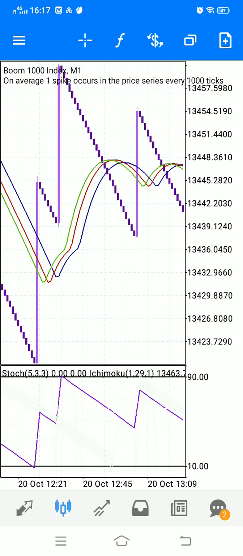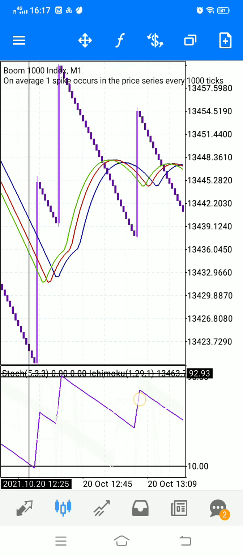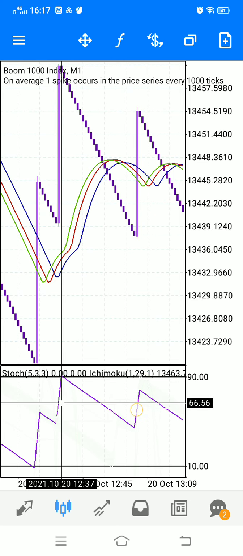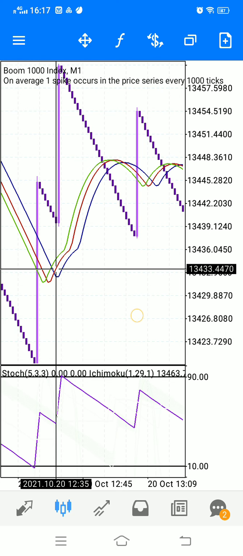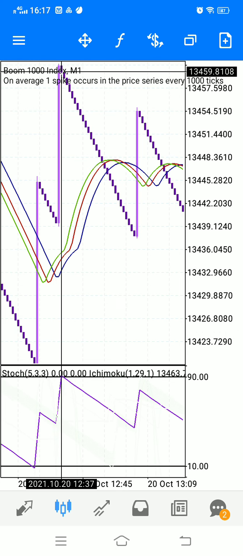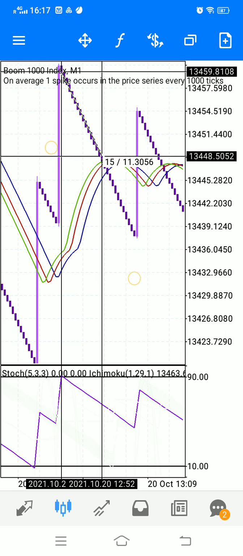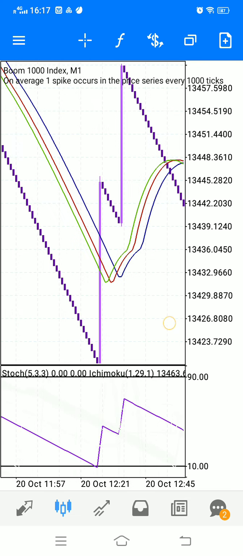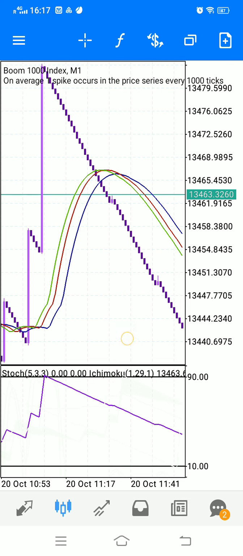Let's see. Over here, we had a series of spikes, right? The spikes occurred. We eventually reached level 90. We entered our trade and we exit our trade once we've reached the green on the alligator. That's 16 candles. You can check again.